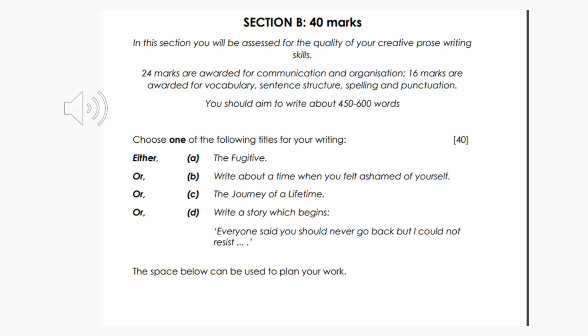The first one here is The Fugitive. That's going to immediately make you think about all the things that you're explicitly not supposed to do, like ninjas and assassins and murders.